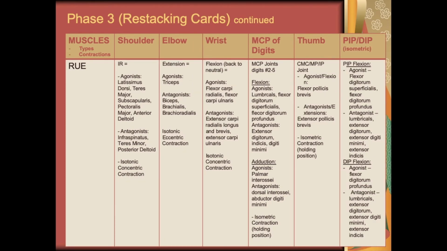In the right upper extremity, since the shoulder is moving back towards midline, there is an isotonic concentric contraction occurring for internal rotation. There is also an isotonic concentric contraction at the wrist as the right upper extremity flicks the wrist to place the cards back into the pile.